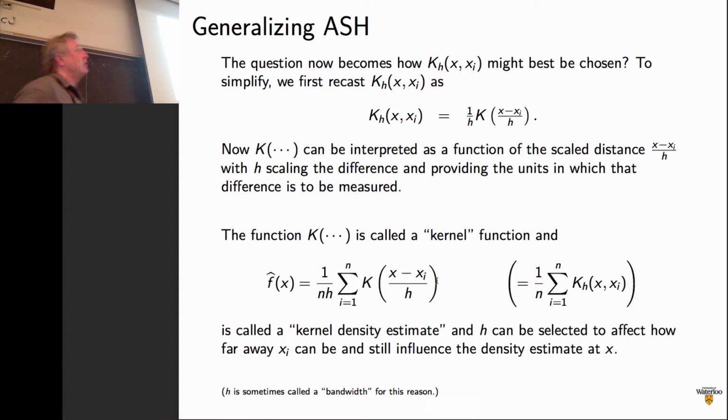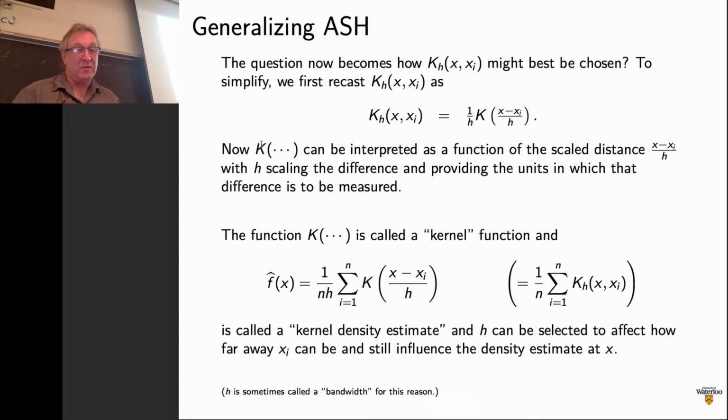So to simplify, what's often done is we recast this and think about functions that are just location scale functions. So 1 over h times some function k of the single argument x minus the data point xi over h. So you can think of it as location scale. The x is located at the xi with a scaling h, or alternatively the xi has a location x with scale h. I mean, x and xi are pretty symmetric in this thing.